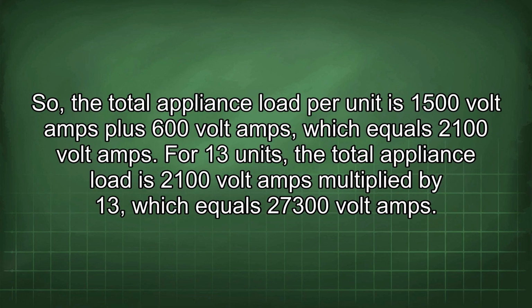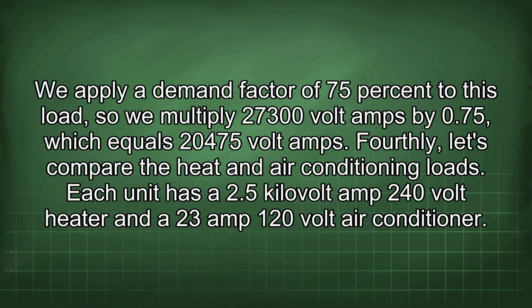So, the total appliance load per unit is 1500 volt amps plus 600 volt amps, which equals 2100 volt amps. For 13 units, the total appliance load is 2100 volt amps multiplied by 13, which equals 27,300 volt amps. We apply a demand factor of 75% to this load, so we multiply 27,300 volt amps by 0.75, which equals 20,475 volt amps.